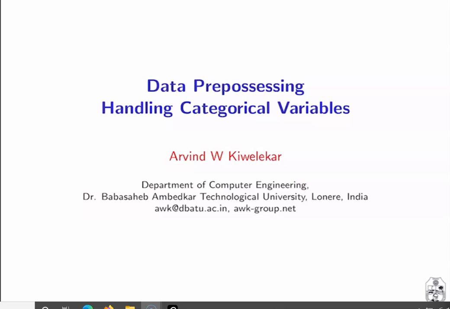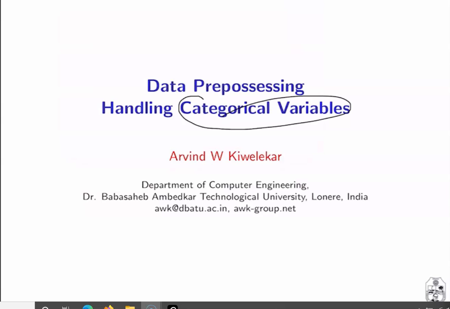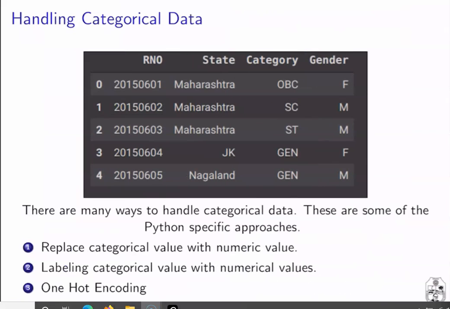In this second video on data processing, I will be explaining how to handle categorical variables, and there are many methods to handle categorical type of data. As we know, there are many algorithms like simple linear regression and multiple linear regression, which work mainly on numeric kind of data. If the data is not in numeric format, we need to transform the non-numeric data into numeric data.